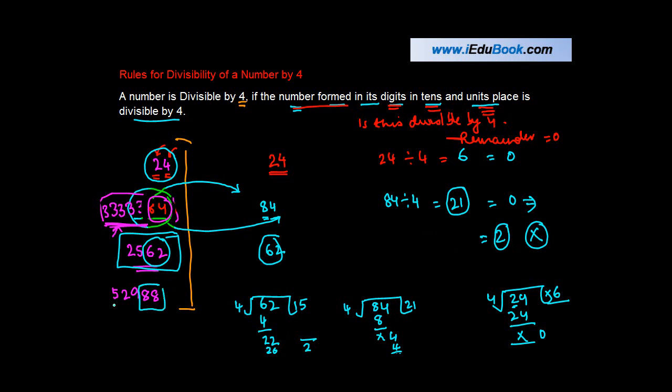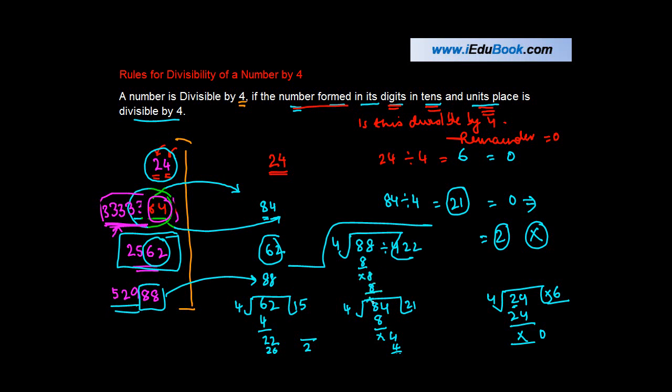Similarly, you can try it for 52988. In this case, which are the 2 digits? 88. If I divide 88 by 4, let's say I do it like this. 4 times 2 gives you 8. 4 times 2 gives you 8. Remainder is 0. Hence, since 88 is exactly divisible by 4, we conclude that 52988 is also divisible by 4.